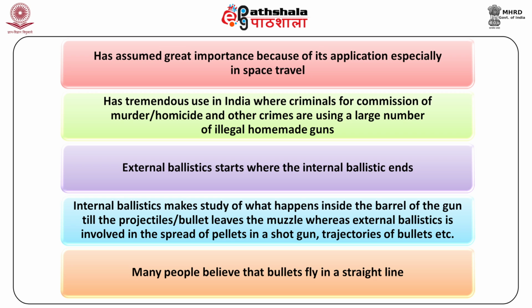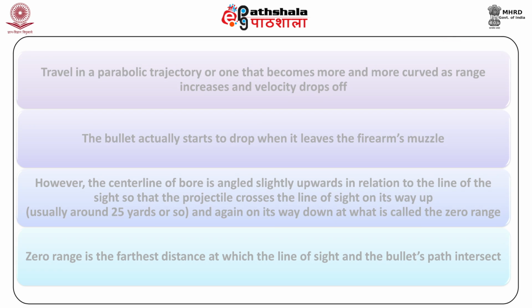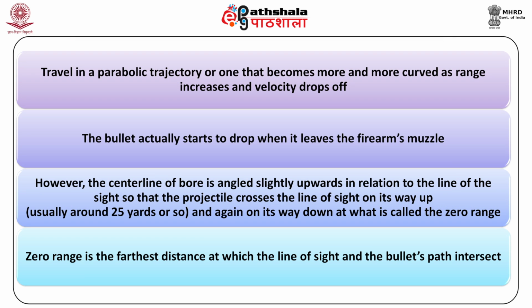Many people believe that bullets fly in a straight line. This is untrue. They actually travel in a parabolic trajectory, or one that becomes more and more curved as range increases and velocity drops off. The bullet actually starts to drop when it leaves the firearm's muzzle.